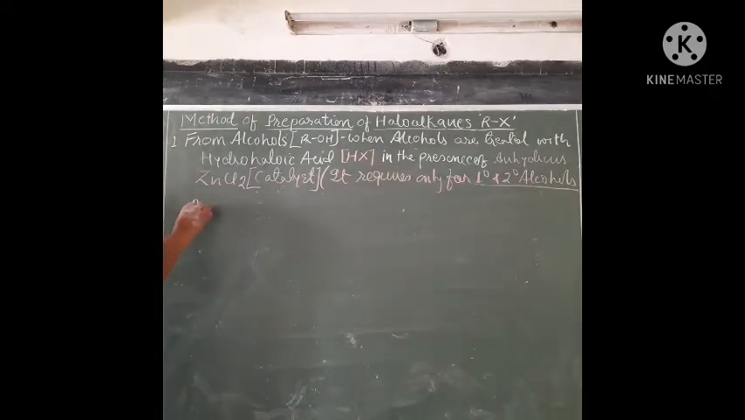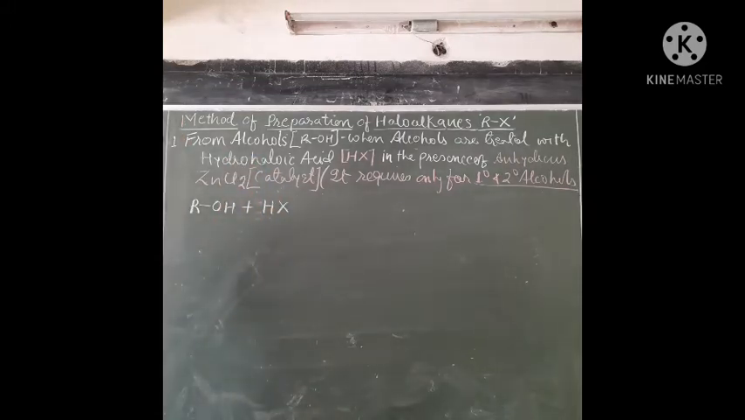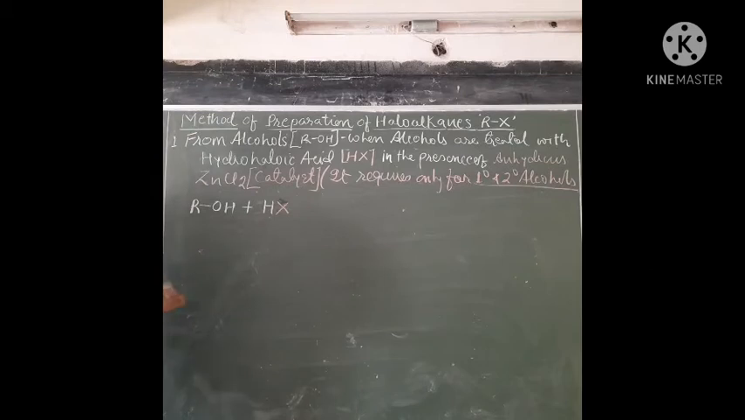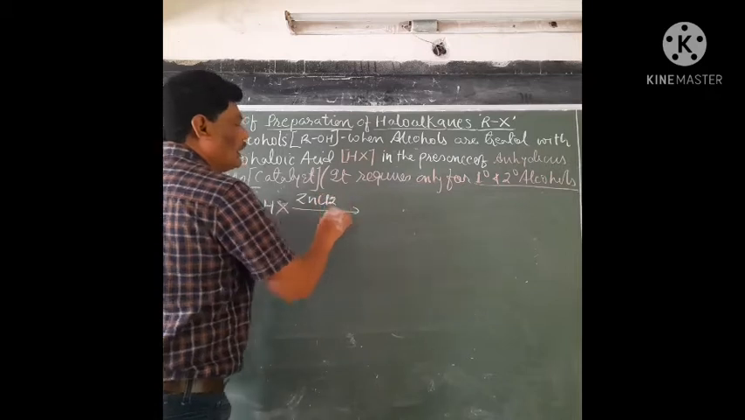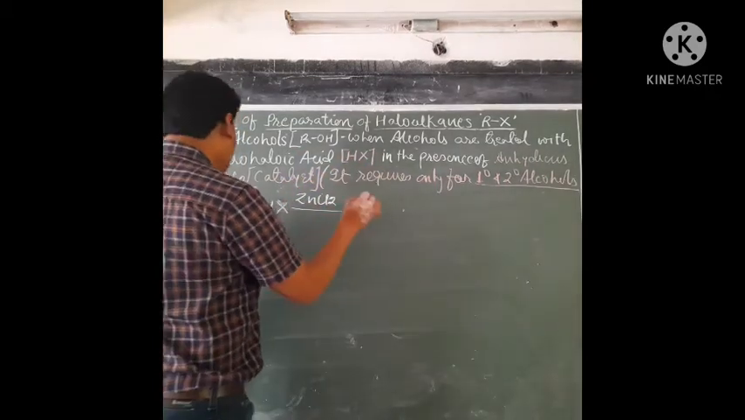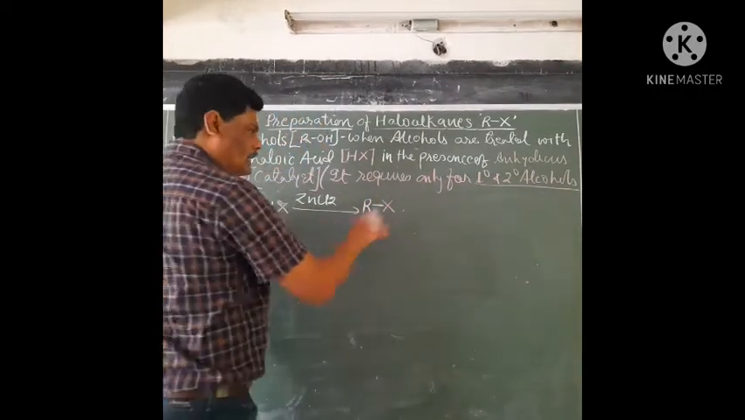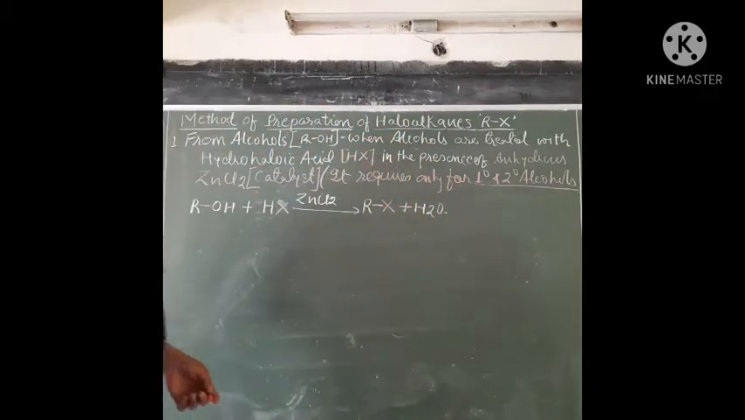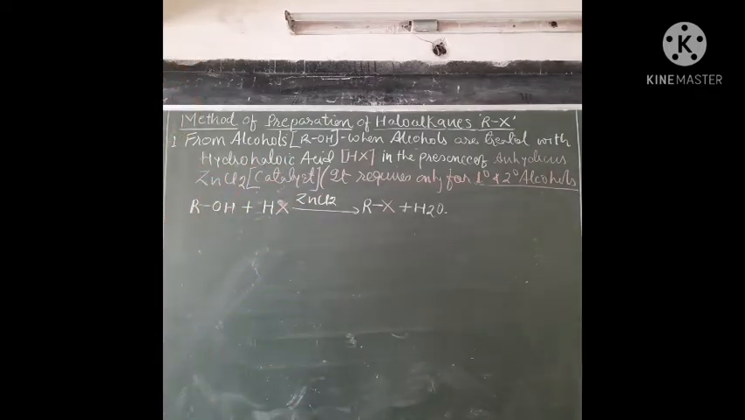So, any alcohol, say ROH, when reacted with hydrohalic acid, HX, in the presence of ZnCl2, for primary and secondary alcohols gives R–X, a haloalkane, plus H2O. This is the most convenient method for the preparation of haloalkanes.